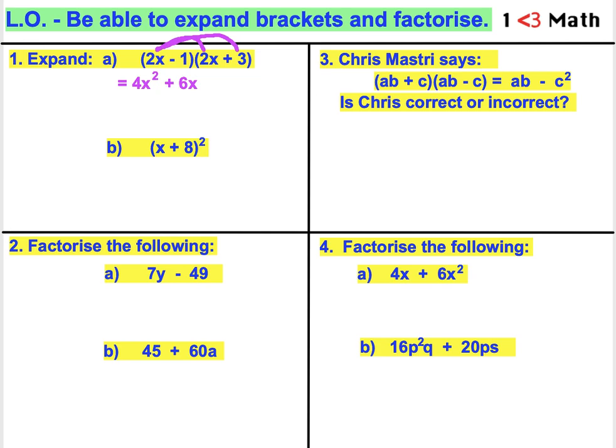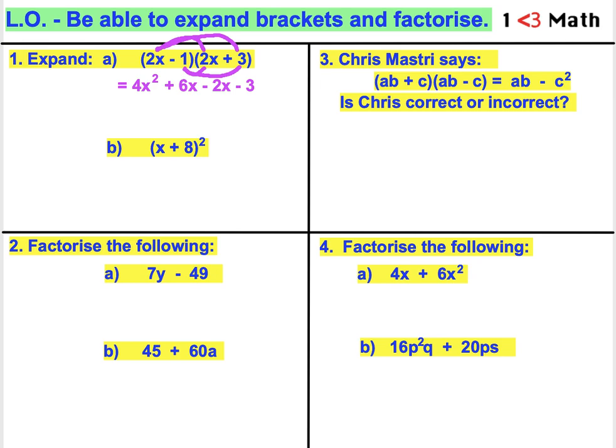Then we're going to do the inner part. We've done the first and the outer. So then we're going to do the inner. Minus 1 multiplied by 2x. Minus 1 times 2 is minus 2, so that's going to be minus 2x. And then minus 1 multiplied by positive 3. A positive times a negative is a negative. So that's going to be minus 3.